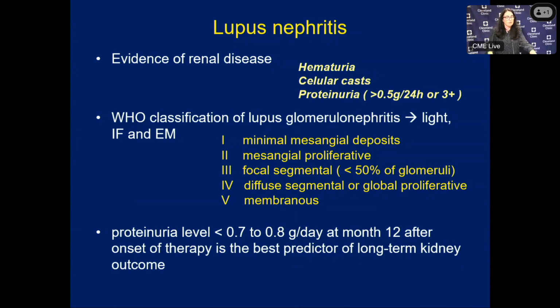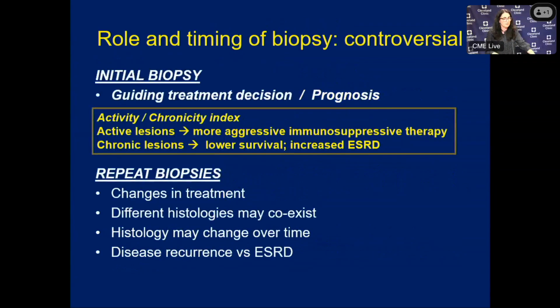Proteinuria level, and this is an important point, less than 0.7 to 0.8 grams per day at month 12 after onset of therapy is the best predictor of long-term kidney outcome. And this is an important point because it's so difficult to establish response to treatment in patients with lupus nephritis. Now, again, the role and timing of biopsy is very controversial, but there are times when it's clear that we need to do a biopsy.